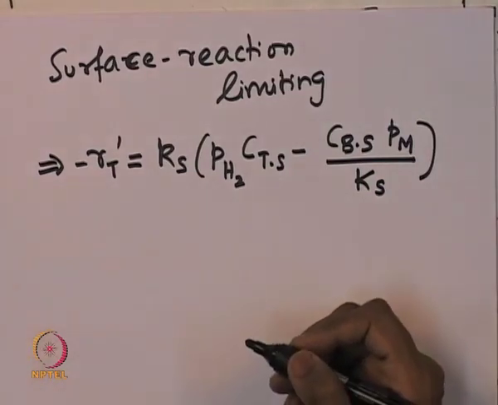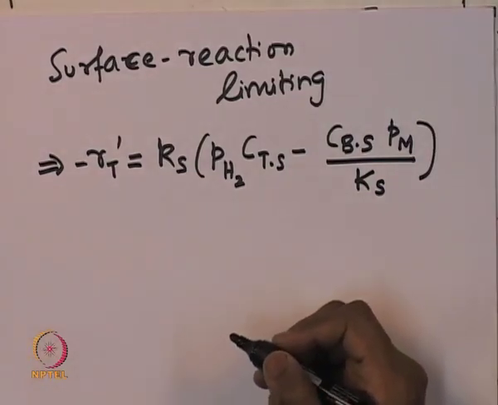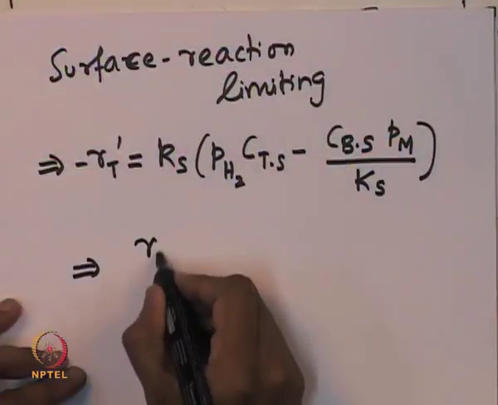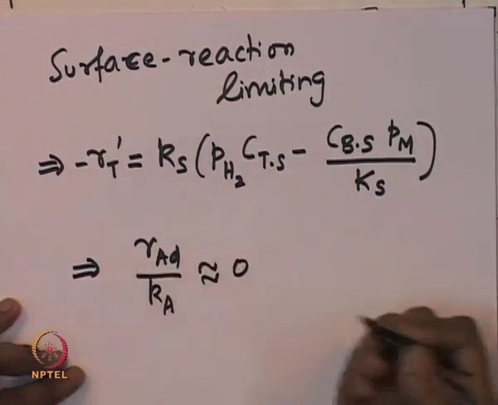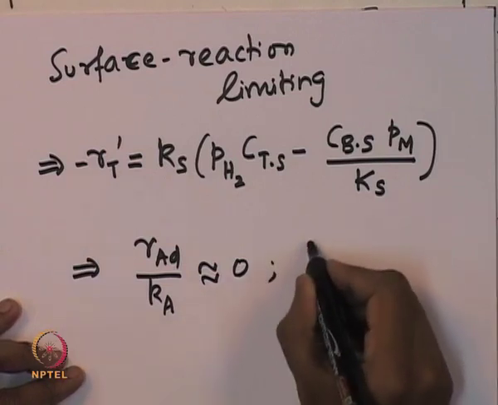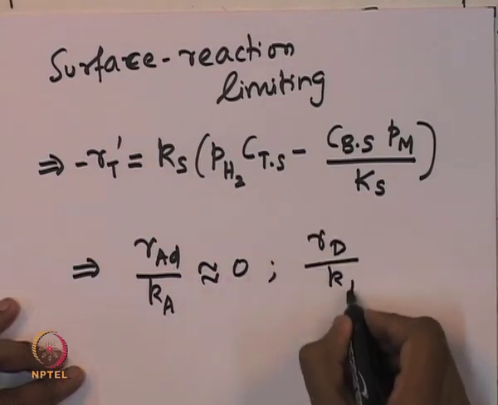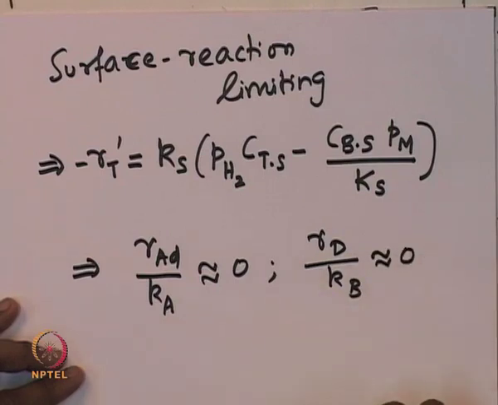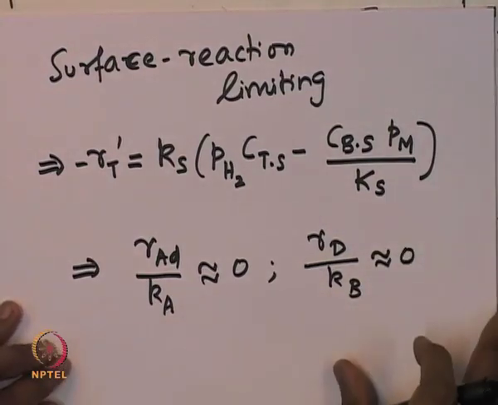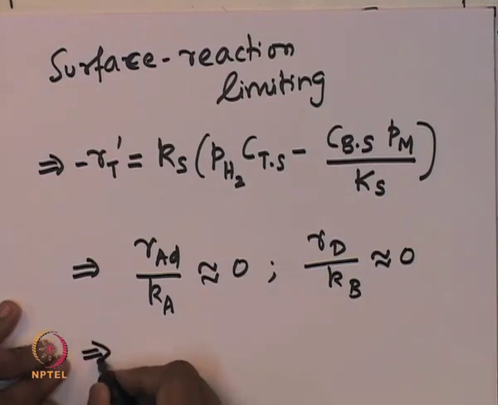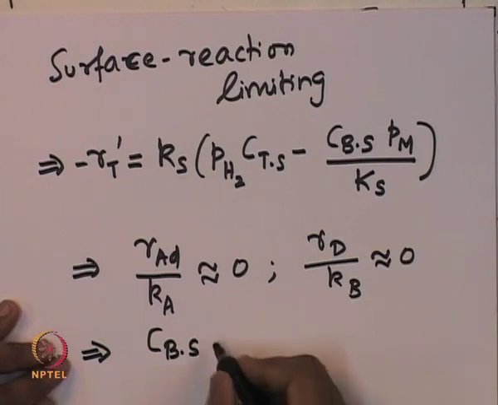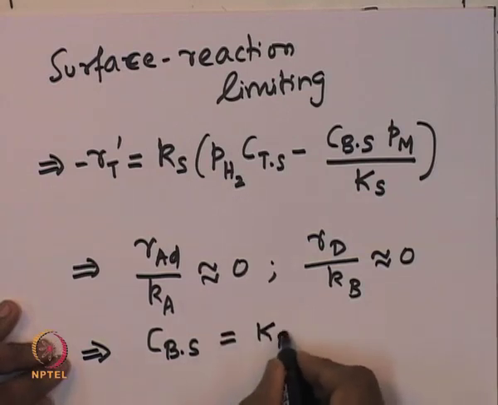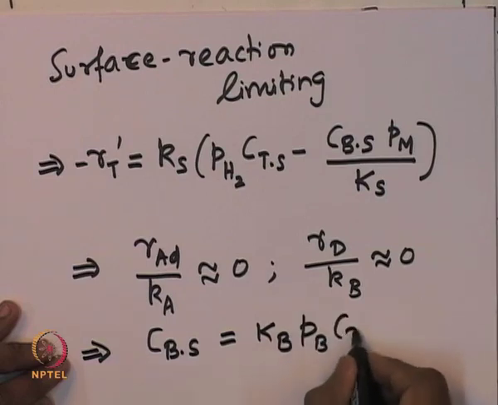Okay. Now, this also means that the other reaction rates actually have to be 0. So, that also means that the R adsorption divided by the corresponding Kh is approximately equal to 0, and also R desorption divided by the corresponding constant is also approximately 0. Now, from this we can actually deduce that the concentration of the benzene which is adsorbed to the vacant sites is actually equal to Kb Pb into Cv.